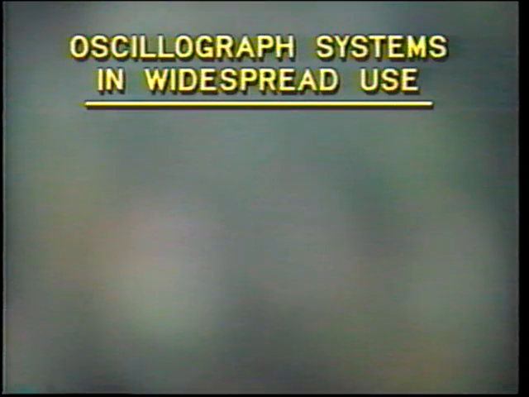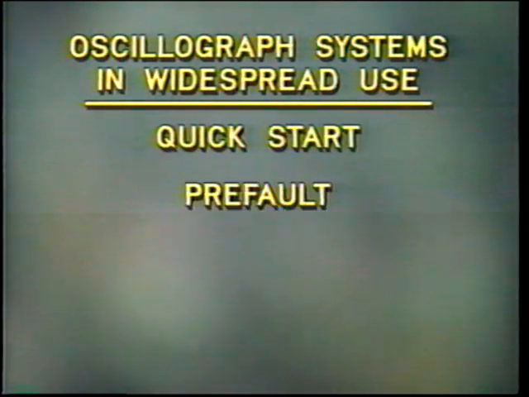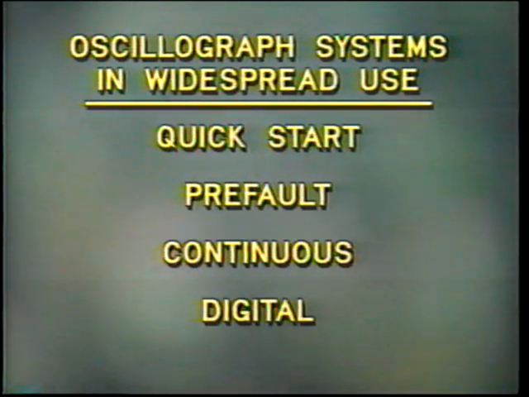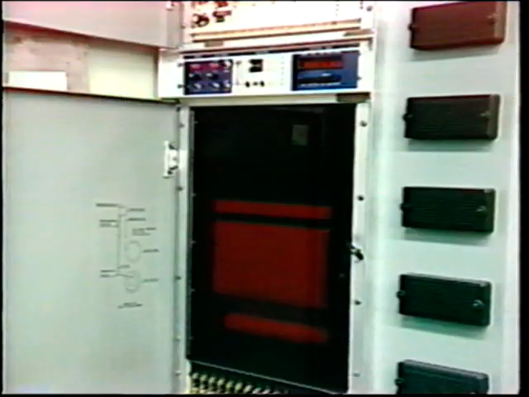Now, let's take a closer look at the oscillograph machine. There are 4 oscillograph systems in widespread use on the power system today. These are referred to as quick start, pre-fault, continuous, and digital. The quick start oscillograph is the simplest type and uses a high-speed recorder.